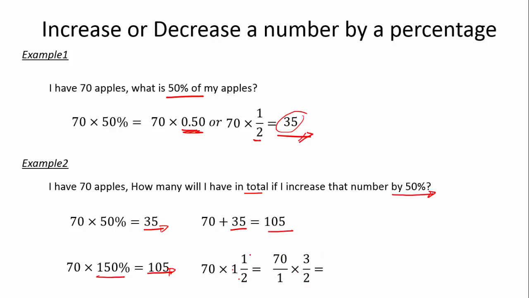You know how to do this. Make sure you watch the video on converting mixed numbers to improper fractions if you don't know how to do that. And then 70, we multiply the top and multiply the bottom. 70 times 3 is 210, and 1 times 2 is 2. And that is equal to 105.